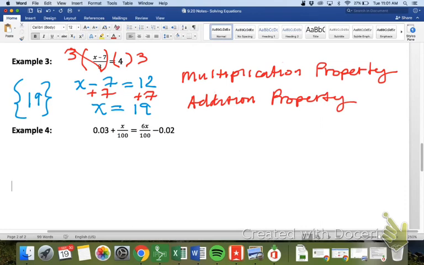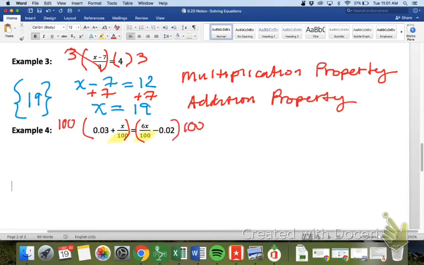Okay, so now let's take a look at example 4, and this is a problem that kind of looks crazy as it is. We have 0.03 plus x over 100 is equal to 6x over 100 minus 0.02. So I'm going to show you guys a little trick, which is if you have fractions on both sides with the same denominator, the first thing you could do would be to multiply both sides of the equation by that denominator. So in this case, our denominator that I'm looking at is that 100. And we're going to see something really nice happen if we multiply both sides of the equation by 100 at the very beginning.